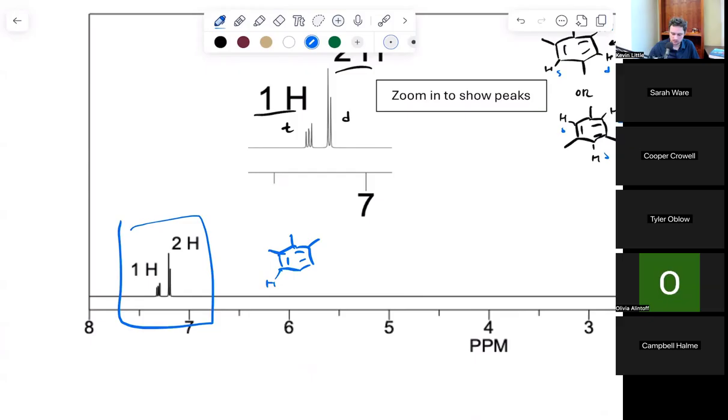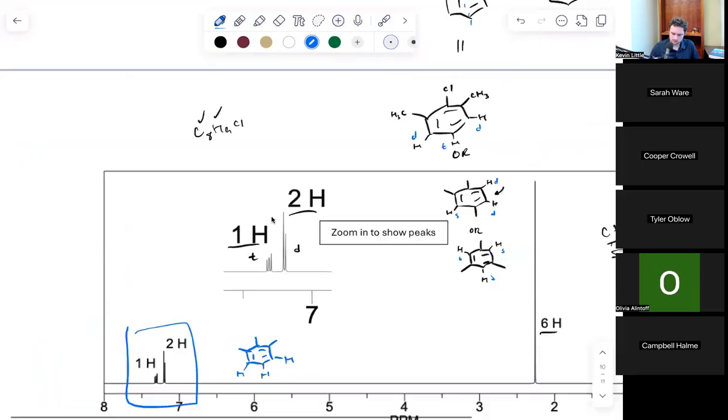Because every time you put a thing on benzene, you reduce the amount of benzene protons by that number. So I put an OH on a benzene, there's one less benzene proton. I put a methyl on benzene, there's one less benzene proton. Does that make sense? All right. So I think that answers it.